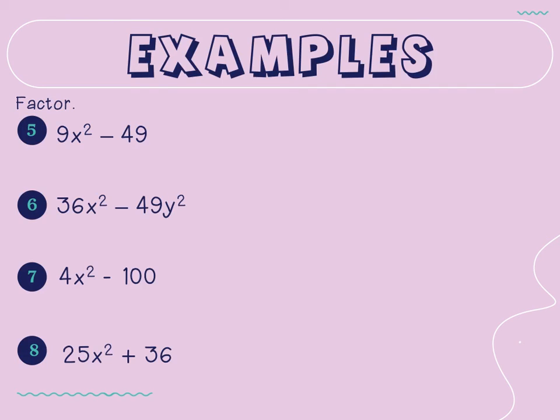All right, so if you look at the first one, you get 9x squared minus 49. These are both perfect squares. When I square root the first term, I get 3x. So that goes first. Square root the second term, I get 7. And one of these gets a plus and one of these gets a minus. And the order there doesn't really matter. It could be plus or it could be minus, or it could be minus and then plus.